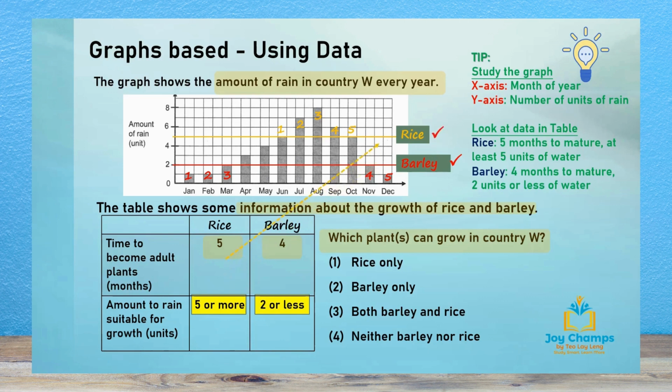So, what do you learn, boys and girls? These 2 plants are able to survive in country W based on our analysis. Hence, the answer to this question is option number 3. Now, I hope you have learned how to handle questions using data when you are presented a graph.